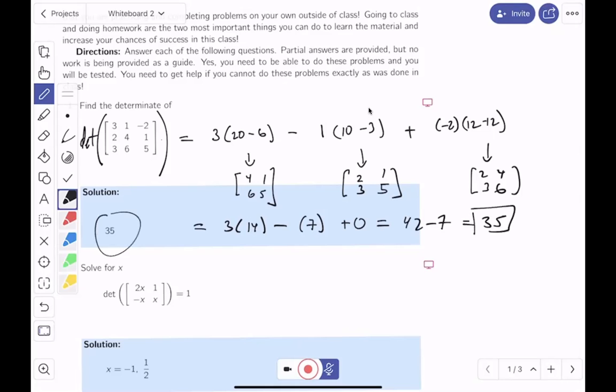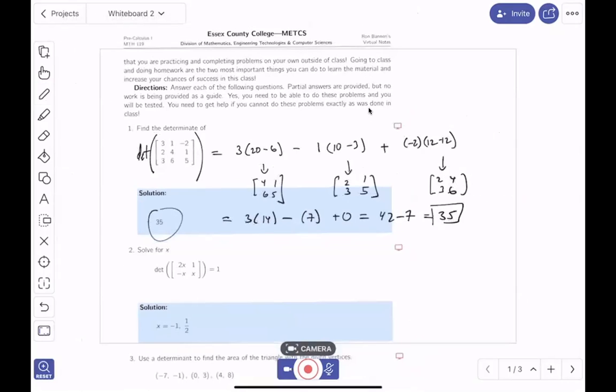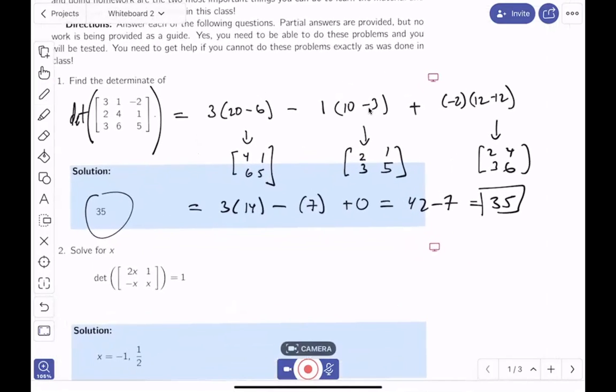Let's do the next one. Again, fairly simple. It says the determinant of this matrix must be equal to 1. Let's write this down. The determinant is going to be, it's a 2 by 2, pretty simple to do. That's going to be, let's see, 2x squared. Give me 1 second.